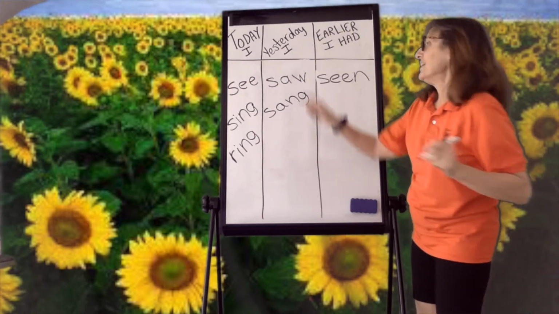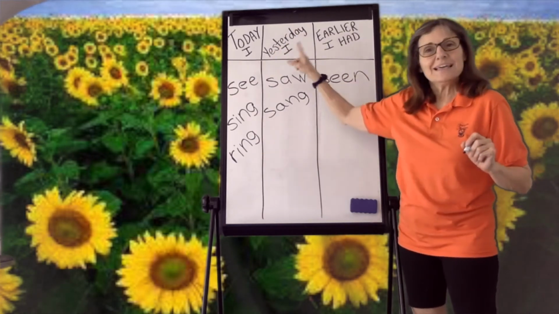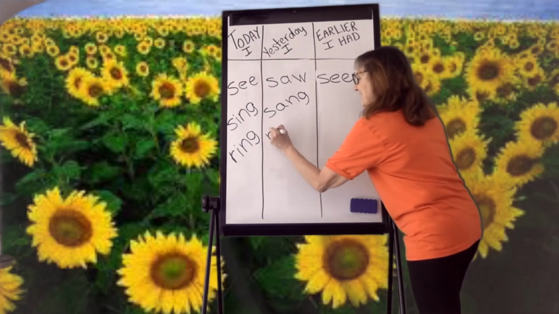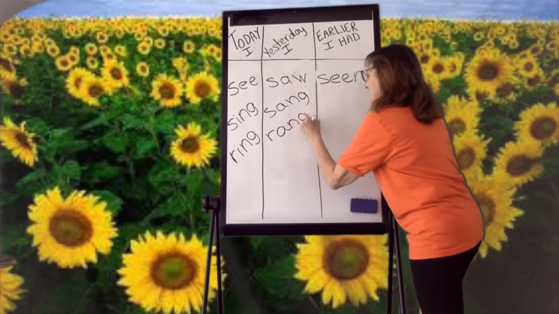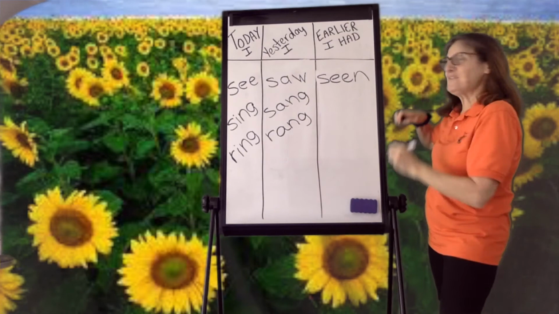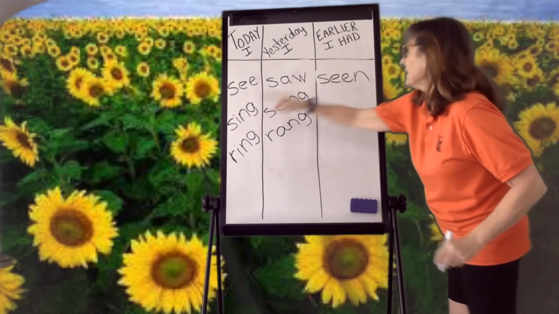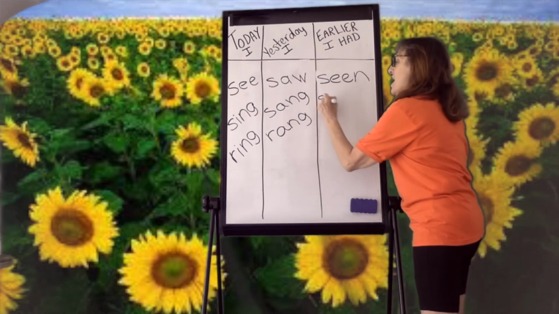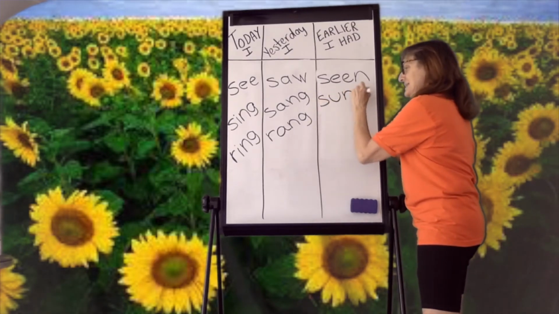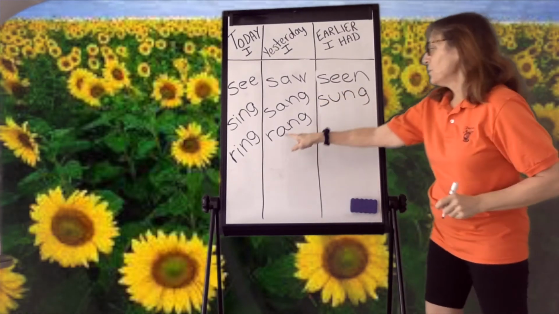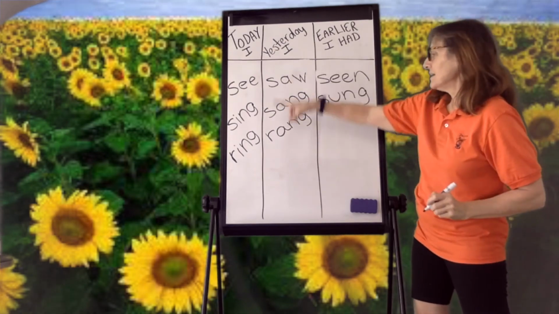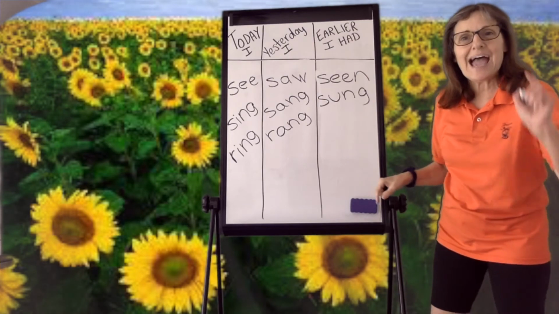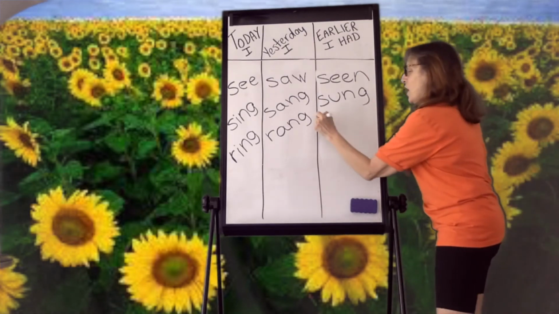Let's go here. Today, I ring. Yesterday, I rang. Watch this carefully. Earlier, I had sung. Yes, sung with a U, with the bell. I ring. Yesterday, I rang. Earlier, I had rung.